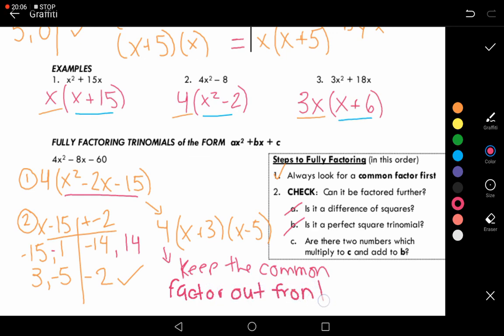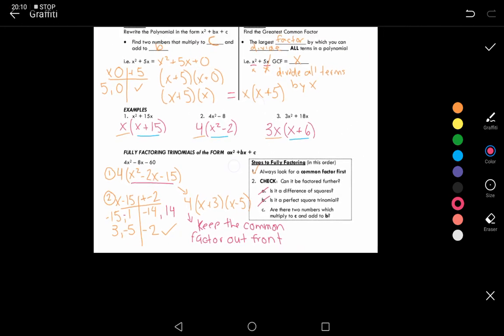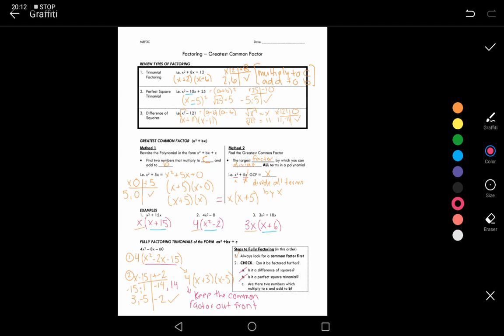So we're always looking to common factor first. Once we've common factored, we're not necessarily done. We need to check if we can continue to fully factor that using the method we used in the last unit, which is finding two numbers that multiply to give you C and add to give you B. So this is the end of the fourth lesson of this unit.